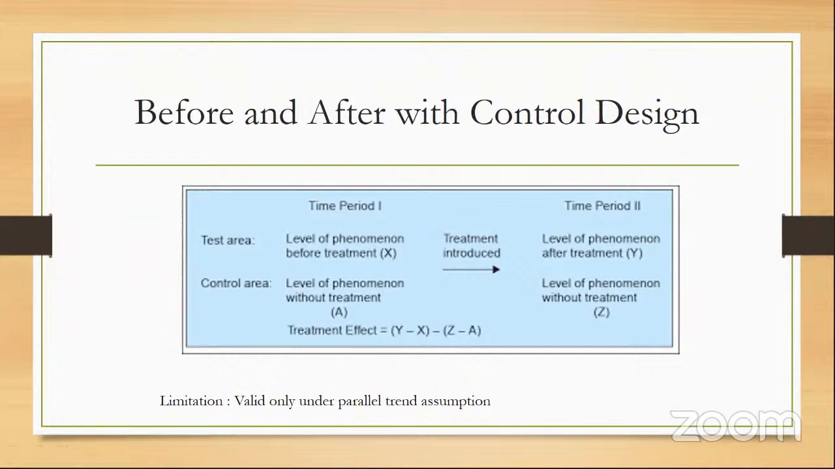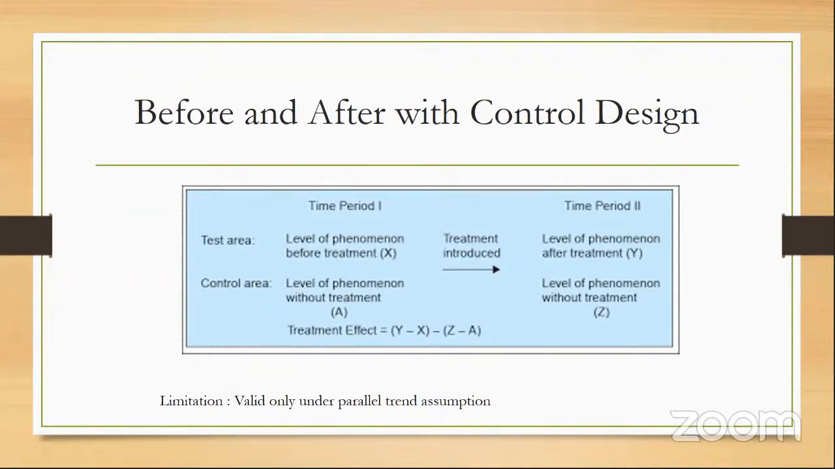We have what you call panel data, that is, data of the same cross section over two different points of time, and we will just take the difference between Y minus X and Z minus A. We will take the difference two times: the difference before and after, and the difference between control and treatment.